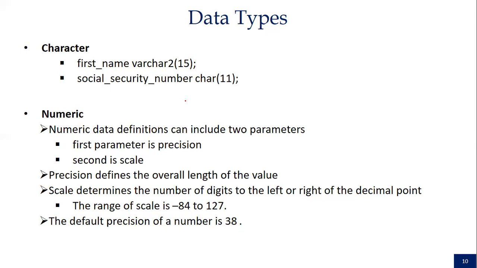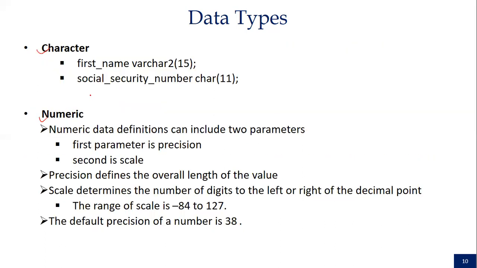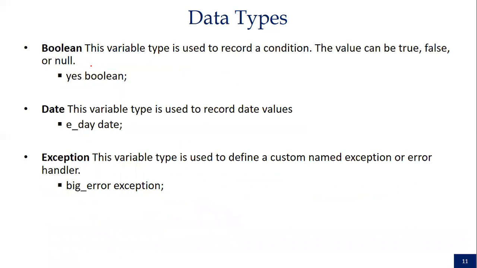Okay, first of all we have to see the data types. Different types of data types you can use: character, numeric, boolean, date, and exception for exceptions. So different data types you can specify. The numeric data type can include two parameters: first precision, second scale. So in different ways you can define the data type. In PLSQL, boolean is just used for true or false. Like yes boolean, where yes is just a variable name and boolean is a data type; date, e underscore day, this is just a variable name and the date type. For exceptions you can specify exception as a data type.